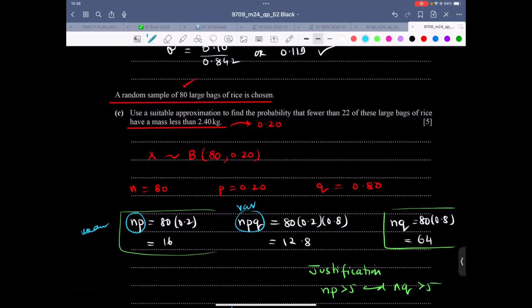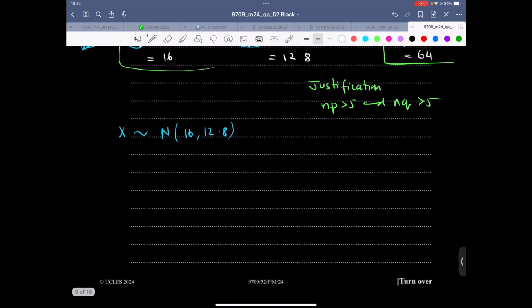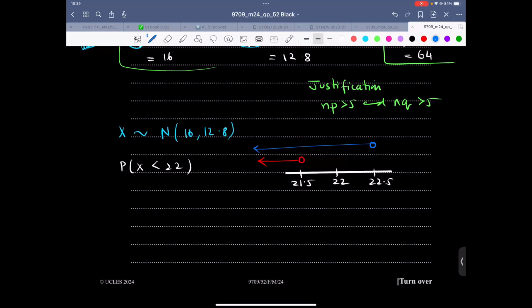Now it says fewer than 22. So therefore, probability X is lesser than 22. Draw a thick number line and show both the options. So this is 22, this is 21.5, this is 22.5. Two options are there: the red option, because it's lesser, and then the blue option over here. Since 22 is not inclusive, we have to pick the red option.